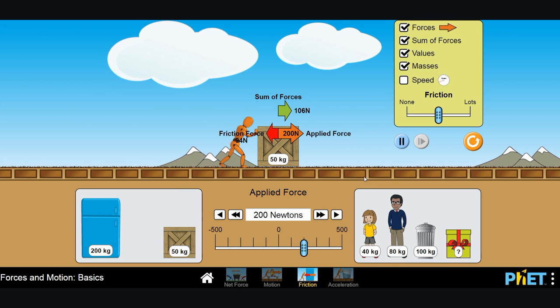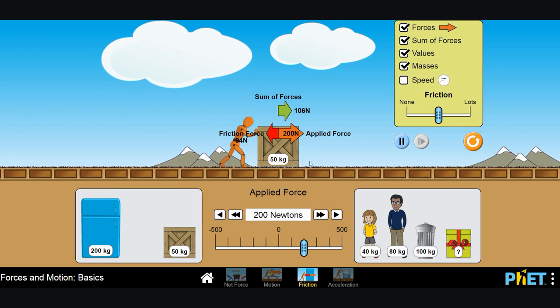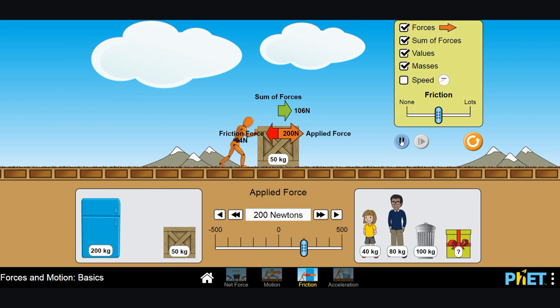All right, so we get moving, and notice here we have our applied force. I'm going to pause it. Our applied force is 200 newtons, and we have our mass of 50 kilograms. Now, without friction before, the acceleration was 4 meters per second squared. That was with no friction. That's going to change now, because notice you have a friction force of 94 newtons. That is this surface exerting a force against this crate in the direction opposite the applied force.